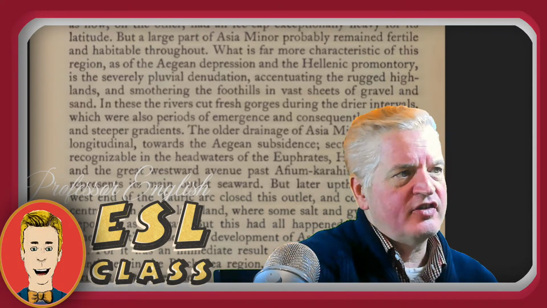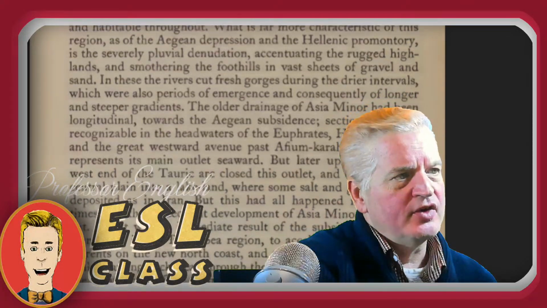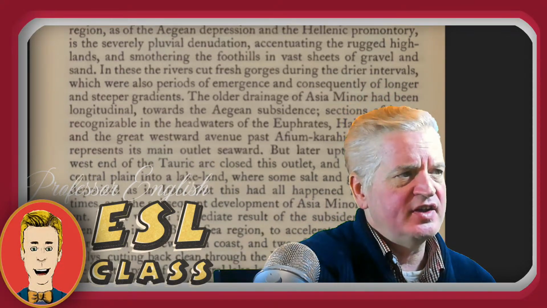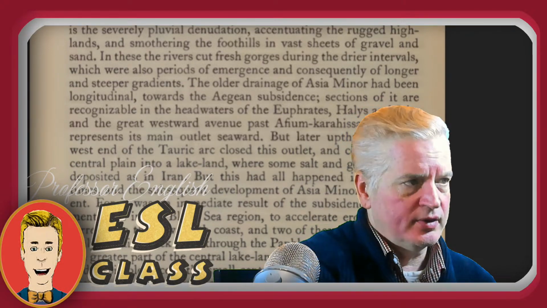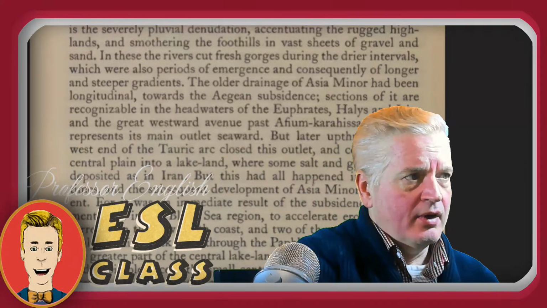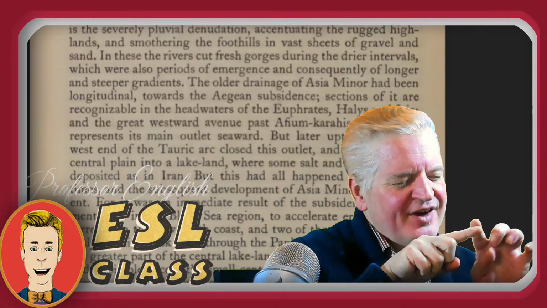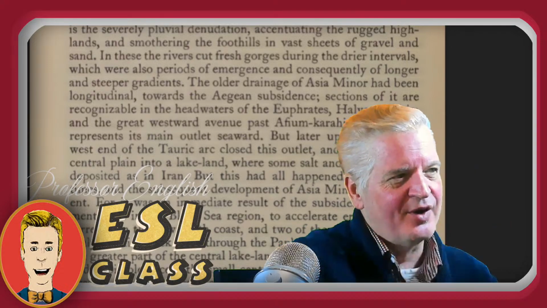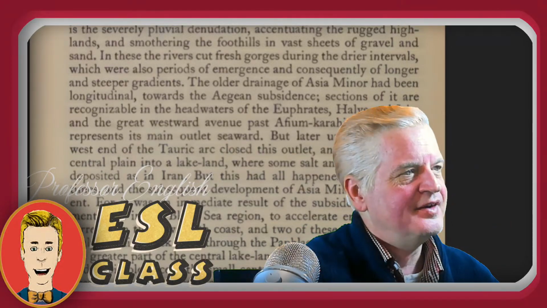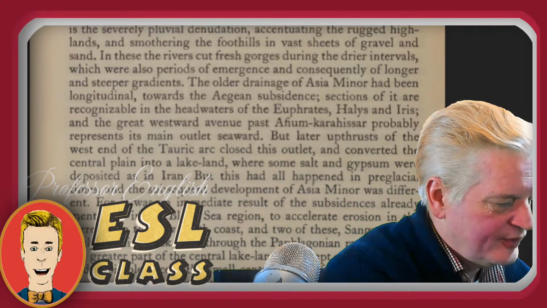In these rivers, cut fresh gorges during the drier intervals, which were also periods of emergence and consequently of longer and steeper gradients, the older drainage of Asia Minor had been longitudinal towards the Aegean. I'm just trying to remember what longitude is. I forget if it's horizontal or, I think it's north and south, longitudinal. Now I have to check. Let's see, but I'm sure that's what it is because I remember looking at longitude.